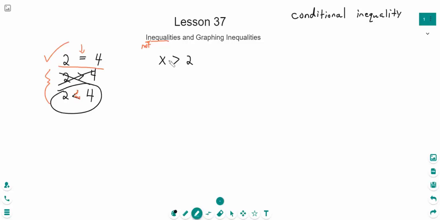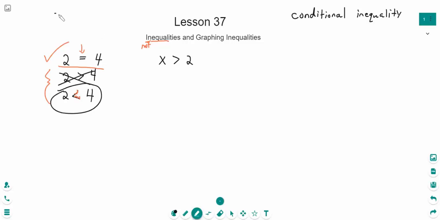All right, so the question then becomes, well, what would be all of the solutions to this inequality? What would be all the numbers that I could place in there in place of x to make this inequality true? All right, it's very similar to what we asked when we looked at equations.